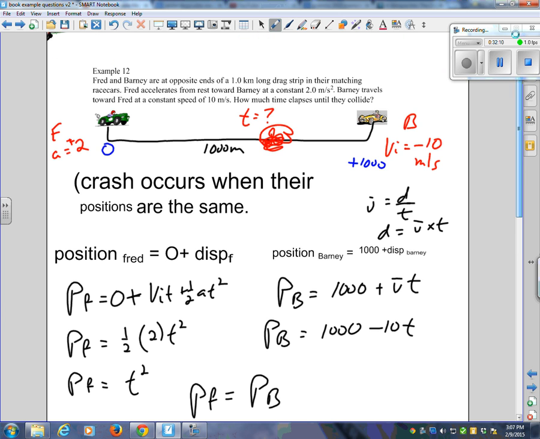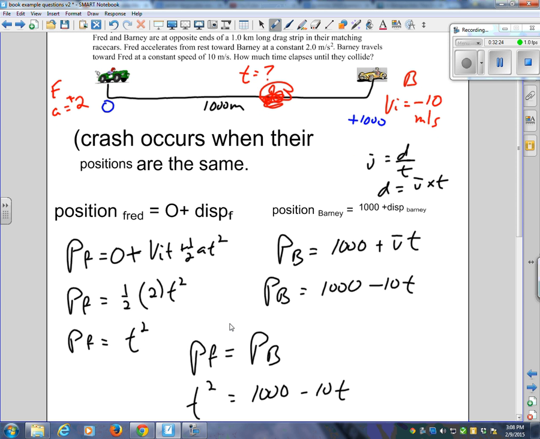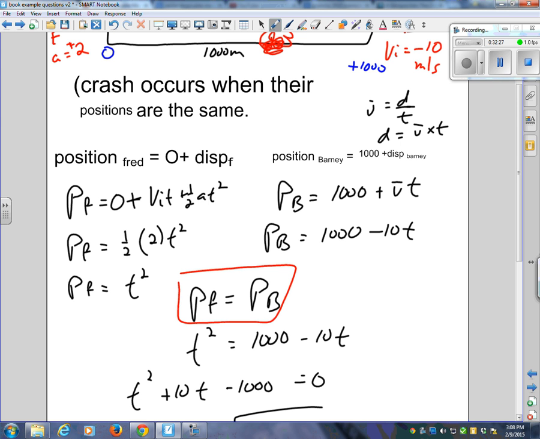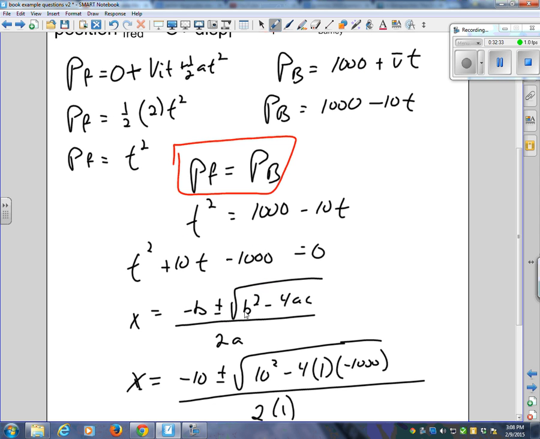So what did we do here? Basically, it boils down to the crash occurs when their positions are the same. I set Fred's initial position to 0. I set Barney's initial position to plus 1,000, and then I derived a formula for the position of both of them. The key idea is the simplest one to write: the position of Fred is equal to the position of Barney when the crash occurs, and then I plugged in and solved from there.